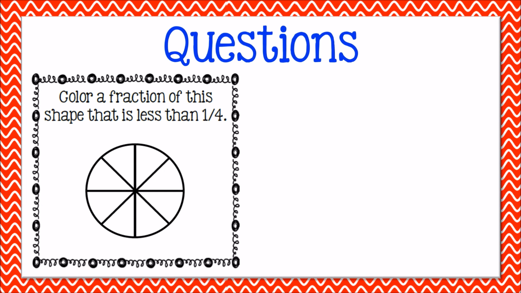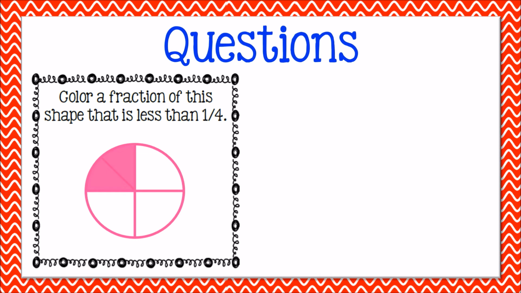All right, here's another question that we've looked at this week. It says, color a fraction of this shape that is less than 1/4. Before we color something less than 1/4, let's start by coloring 1/4 of the circle. So right here, you can see I've changed the circle into fourths to make it easier to see, and now I shaded one of those fourth-sized pieces.